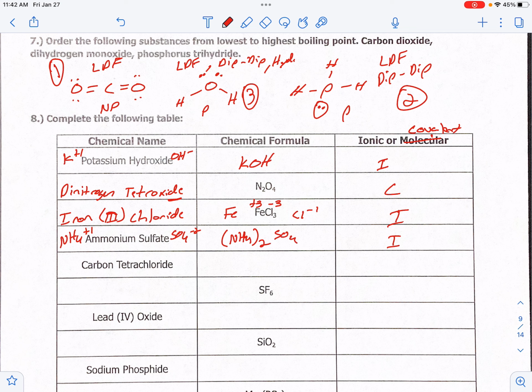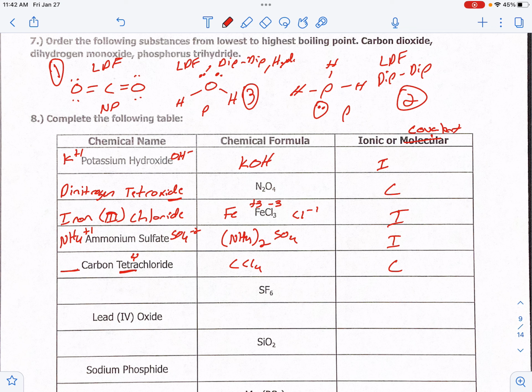All right, carbon tetrachloride. So dead giveaway, this is covalent, as I already see a prefix. Okay, so this is covalent. So carbon, if you notice, we will never use mono on the first one. Okay, so if it just says carbon, that means there's only 1 of them. Tetra means 4, so that means there's 4 chlorines, so this would be CCl4.